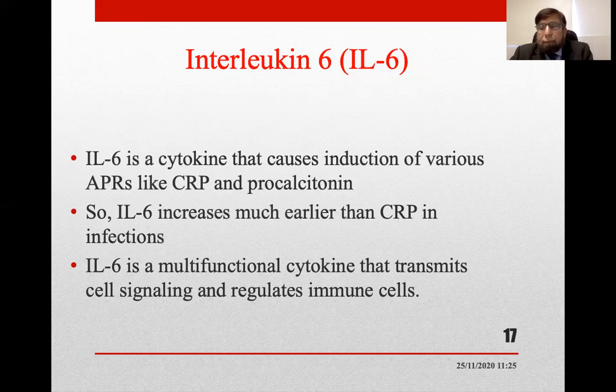We will start our discussion with IL-6 because it is a major cytokine. IL-6 is a cytokine that causes induction of various APRs, CRP and procalcitonin. So IL-6 increases much earlier than CRP in infections, because first it is secreted from the inflamed cells or immune cells, and then it causes induction of CRP and procalcitonin. So logically also, an IL-6 assay should pick this cytokine much earlier than CRP and procalcitonin.